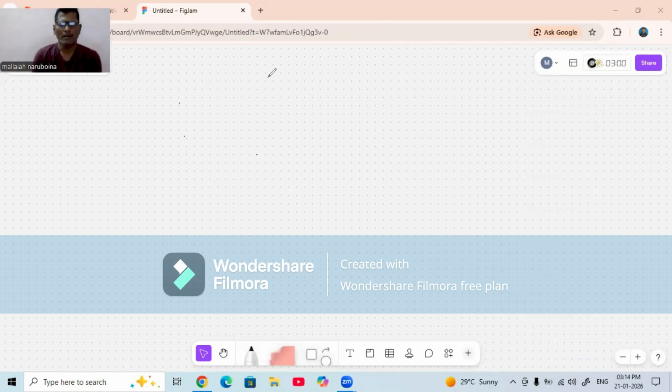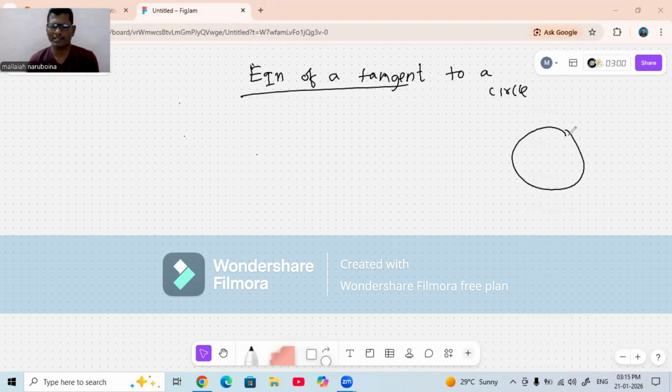Equation of a tangent to a circle. See, this is a circle. If a line touches the circle at one point, say here, this line is called a tangent to the circle. You can draw one tangent here also, right? An infinite number of tangents can be drawn to a circle. Now, equations of a tangent to a circle can be expressed in several ways.